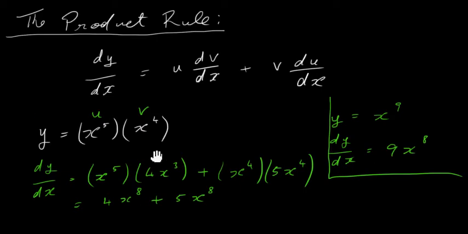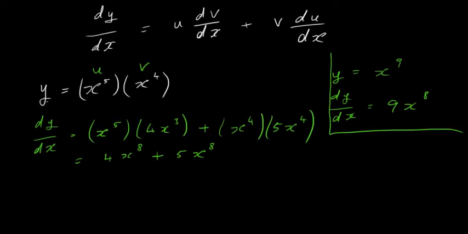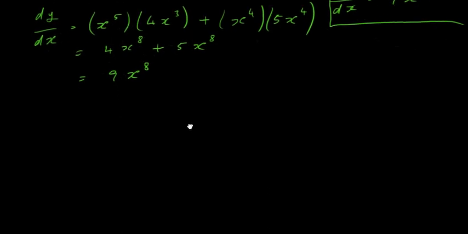So let's see, when we add this, what do we get? We have 4 of these x to the power of 8s plus 5 of these x to the power of 8s. That gives us 9 of these x to the power of 8s, which is exactly the same as what we got over here. Now this is a longer way of doing it in this particular case. But as these functions in x get bigger, this formula will work a lot quicker and a lot easier. So let's have a look at another example.